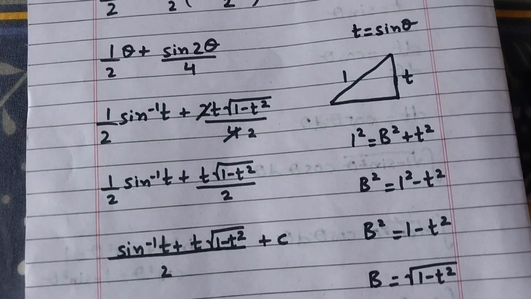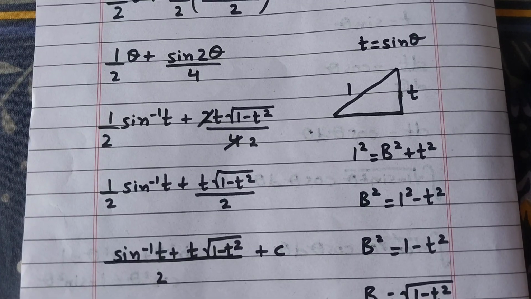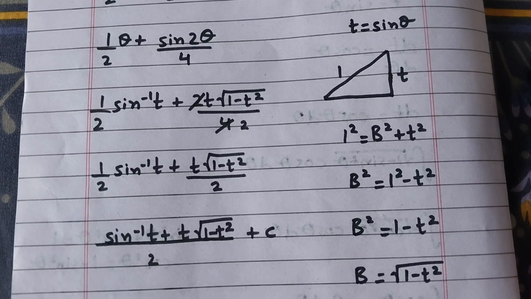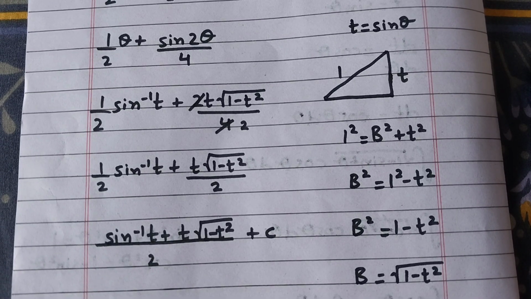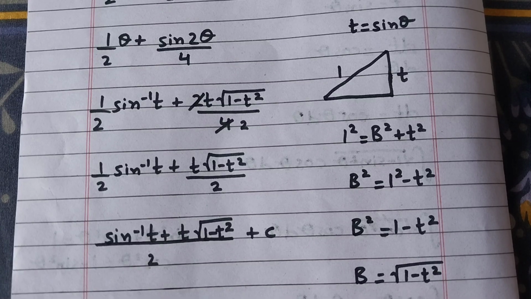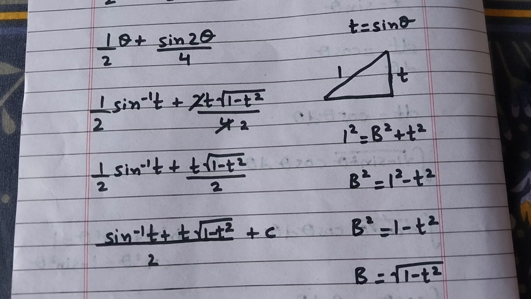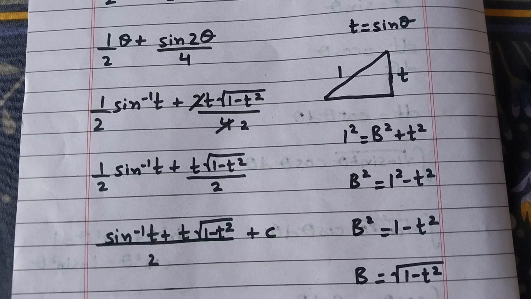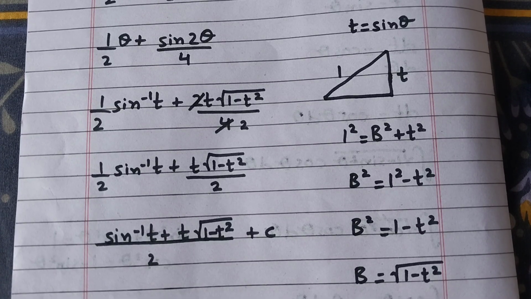So 2 and 4 cancel out. So we are left with 1 over 2. So it becomes 1 over 2 sine inverse of t plus t times square root of 1 minus t square over 2. And we can take the LCM. So it will become sine inverse of t plus t times square root of 1 minus t square, plus the constant of integration. So this will be our final answer.